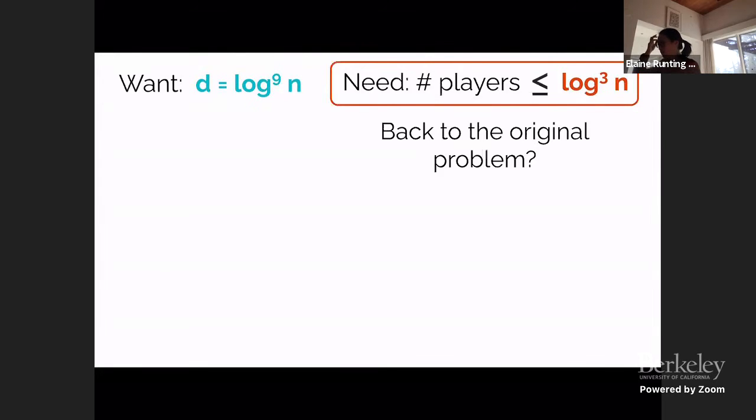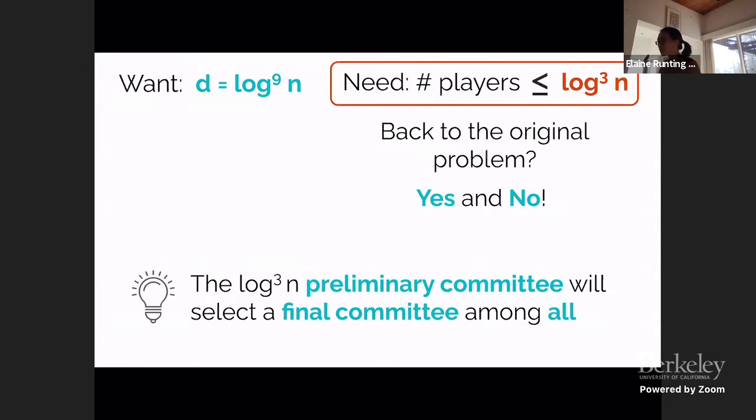Well, it turns out that it's actually more subtle, because in fact we are not back to the same problem. The key idea here is that we are going to use this log cube size preliminary committee to select a final committee among the entire universe of n players, not just among the preliminary committee. So the preliminary committee's job is to run a protocol like the random oracle kind of protocol from before, but now replacing it with a sampler, to select a final committee. The final committee is basically everyone is a candidate, not just the preliminary committee. And then from the final committee, we are going to run the tournament tree protocol to select a winner.